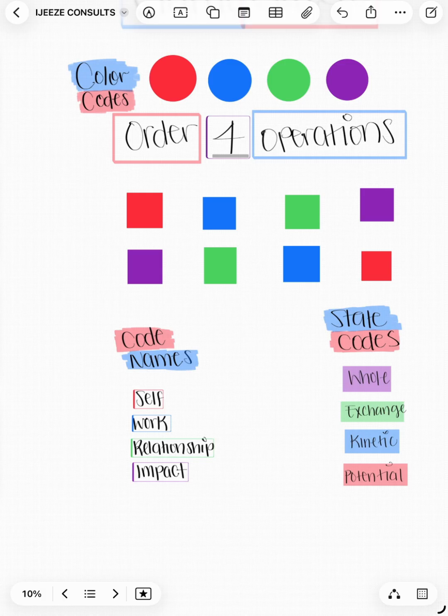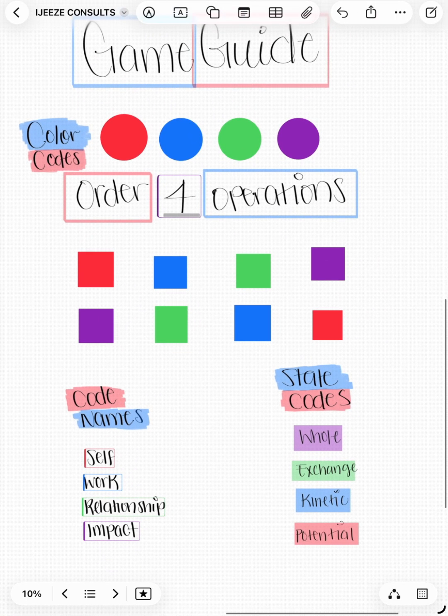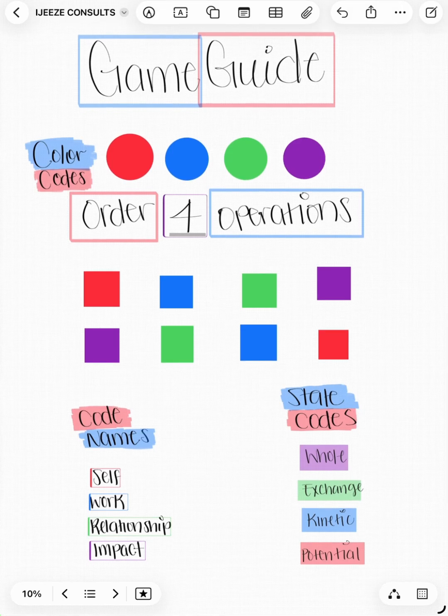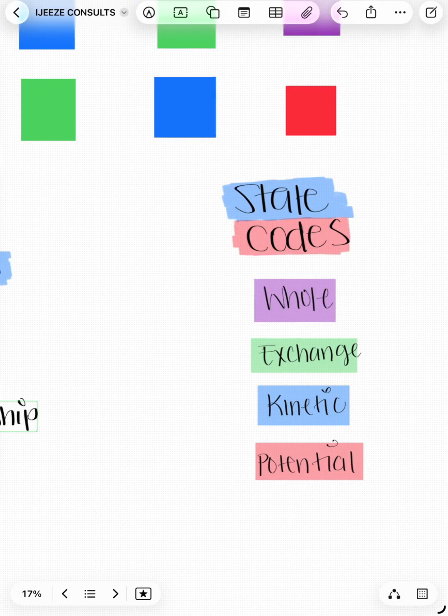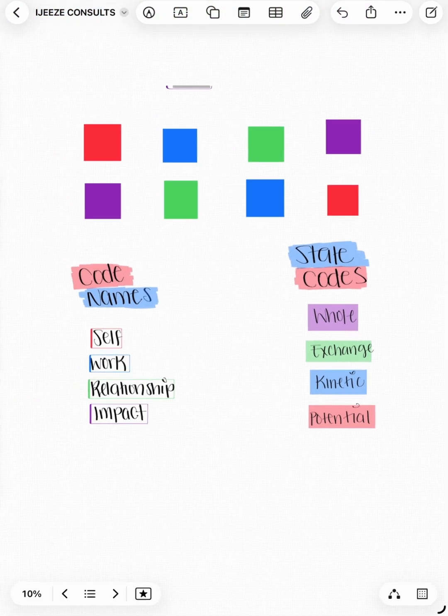So if you remember just these four words, self, work, relationship, impact, you'll notice that almost everything in your life nests inside one or more of them. And then there's also an order of operations, right? The natural flow, which is red, blue, green, purple. So self to work to relationship to impact. And it can also flow in reverse, so purple, green, blue, red. The sequence is essentially a circuit of the system. It's how things move and evolve.